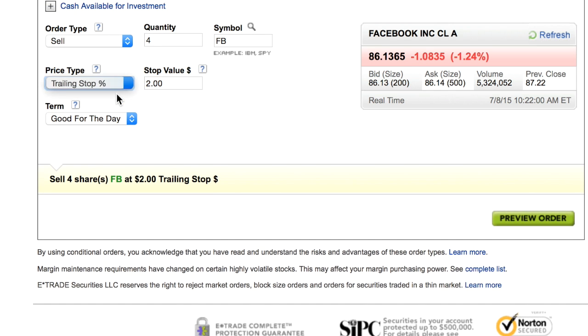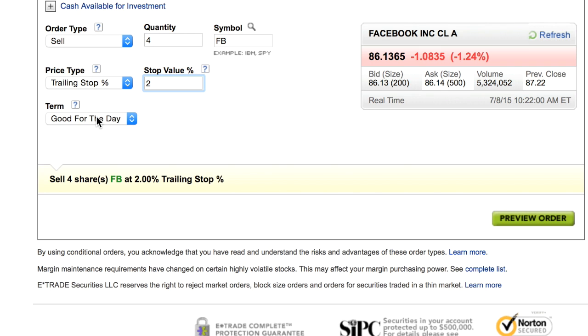Now you have a trailing stop by percentage. It's the same thing as a dollar amount, but you put in a percentage. Once this stock drops more than 2%, get me out. As long as it's going up, cool. But if it drops more than 2%, get me out. That's a trailing stop.